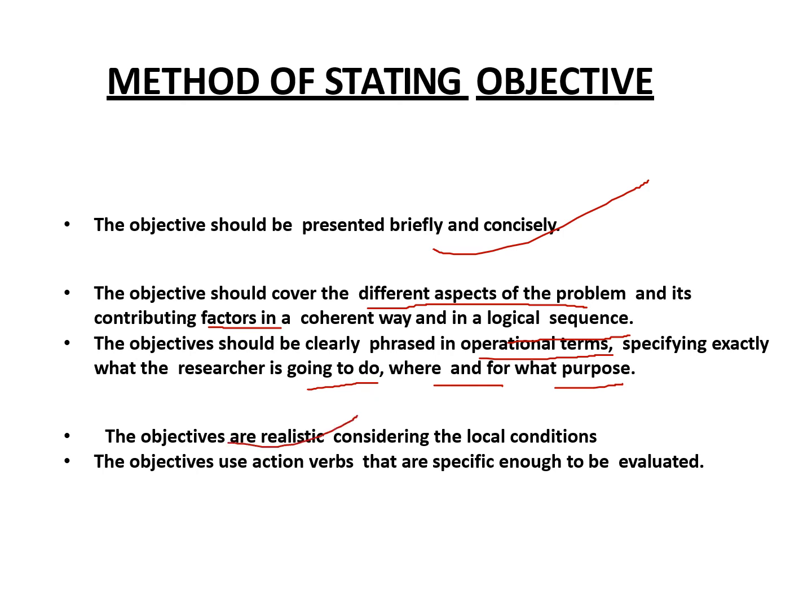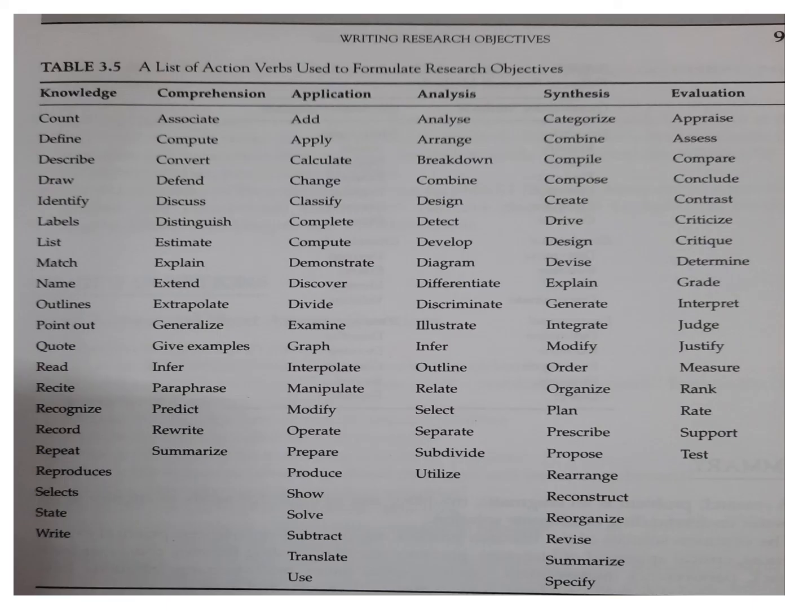Next, the objectives should be realistic, considering the local conditions. Next, make sure that when you formulate the research objectives, you use action verbs. You can see the various verbs we can use: list, count, define, describe, draw, identify, label, list down, match. These are the lists that we have. Anyone you can choose and write.